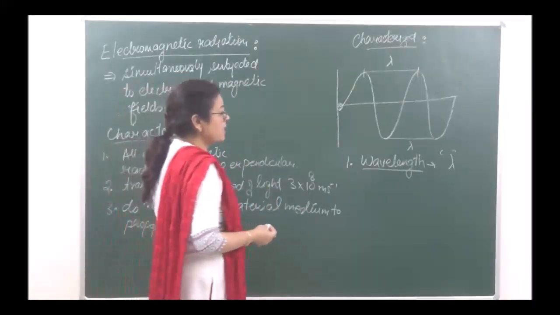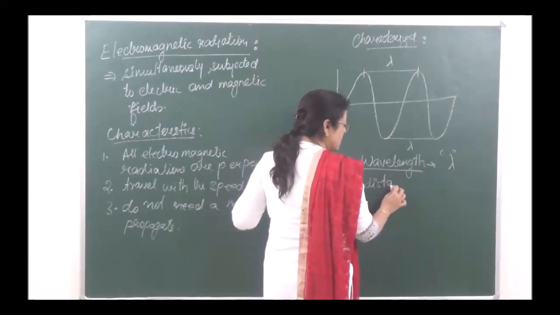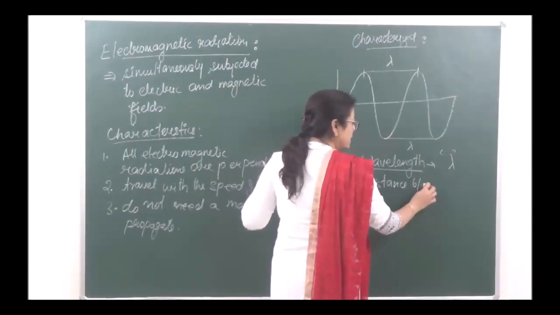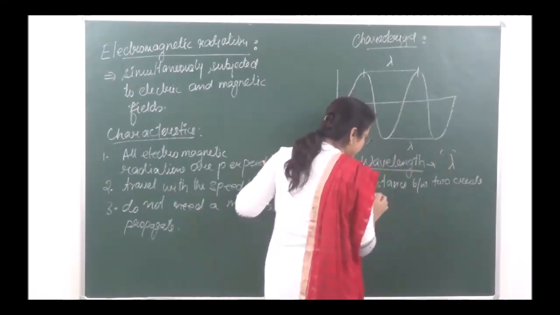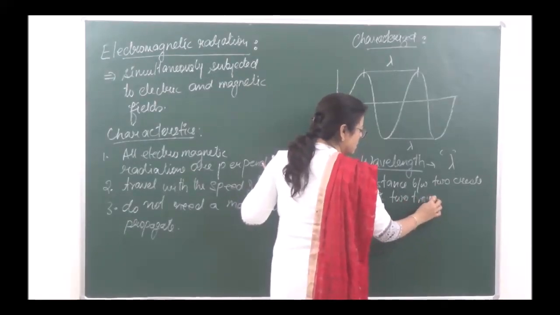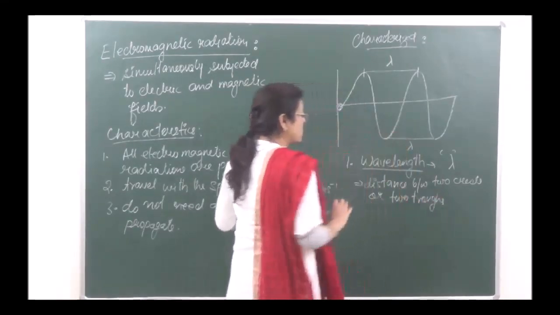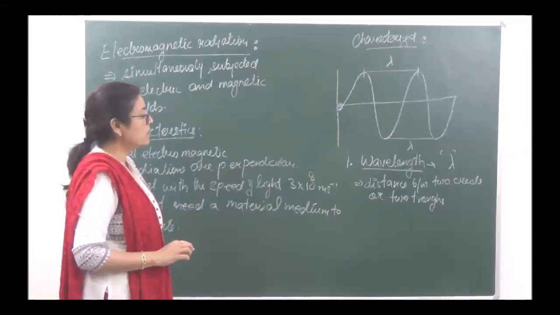Right, so what are we saying? What is lambda? It is the distance between two crests or two troughs. That is known as lambda or the wavelength.